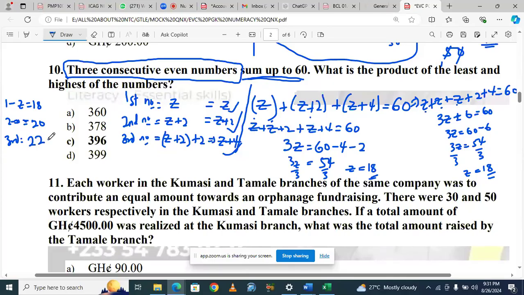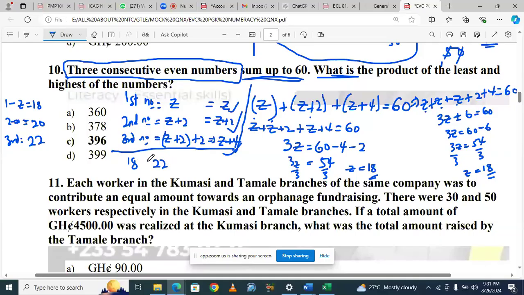Now, let us come to the final question. Now, someone should read the question. What is the product of the least and the highest of the numbers? So, of the numbers we have had, which one is the least number? 18. Which one is the highest? 22.